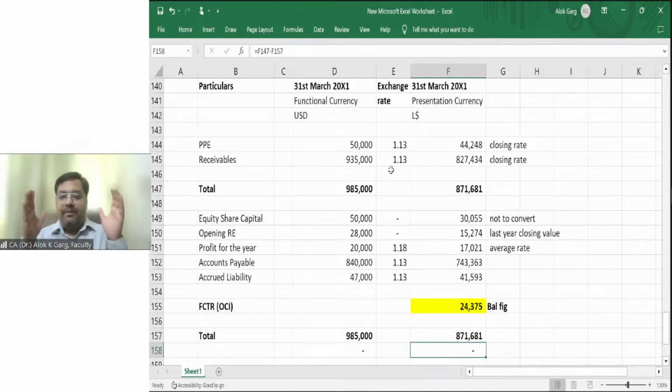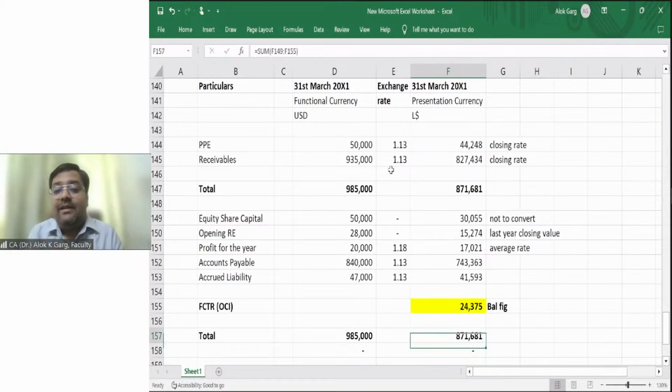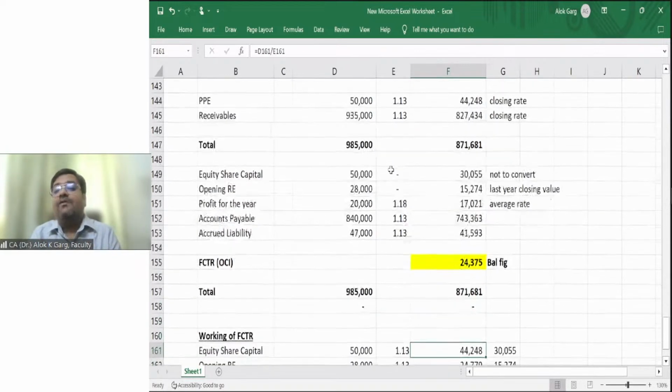When you prepare balance sheet, in balance sheet, some items are coming from the P&L. For example, profit for the year is coming from the P&L. Equity share capital. So everything in the balance sheet has to be restated at closing rate except equity share capital, which is at historical rate, except opening retained earning, which is at the last year closing value. Profit for the year which you have earned during the year, it has to be translated at average rate. Since the rates are different, that is why the difference of 24,375 was coming.